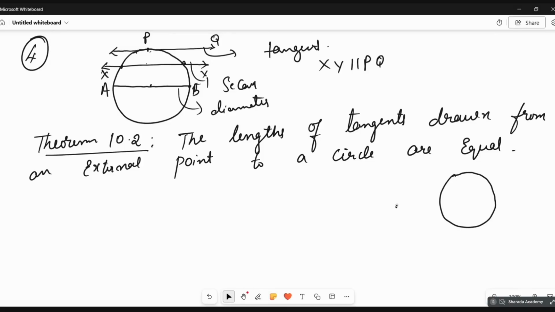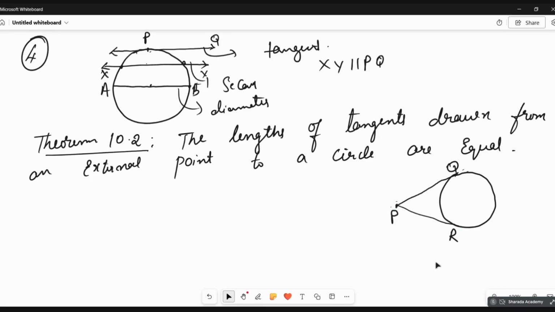So from one external point, we are drawing the tangents to the circle. The external point I will mark as P. We have PQ and PR. PQ and PR, they are equal. You have to prove that PQ is equal to PR. Again, I repeat, a tangent means the line which touches the circle at one point, that is intersects the circle at one point, we call it the tangent to the circle. From external point P, we will draw two tangents to the circle. You have to prove that the lengths of the two tangents are equal.